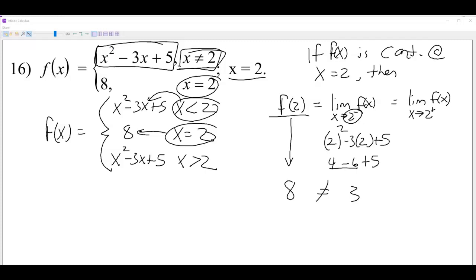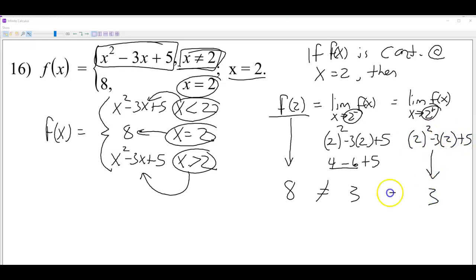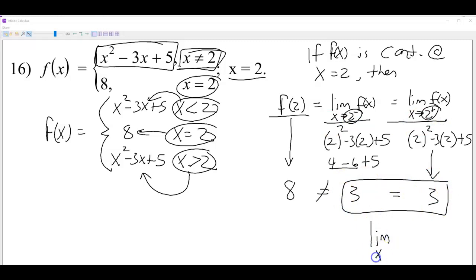So let's keep going. We want to now approach 2 from the right. That means where x is greater than 2, and so that's this one here. We're actually going to get the same answer because it's the same equation and we're plugging in the same numbers. So I am going to get 3. So here's the thing. The limit from the left and the limit from the right are the same, so that means the limit exists. The limit as x approaches 2 from the left and the right is 3.